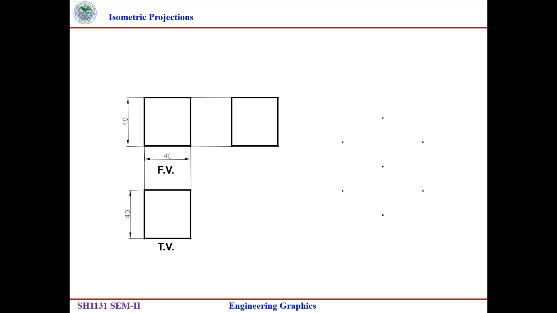Okay, so how we can see that view, you can observe here. It is 40 height, 40 length, and 40 width. So that's why it is a cube-like structure.